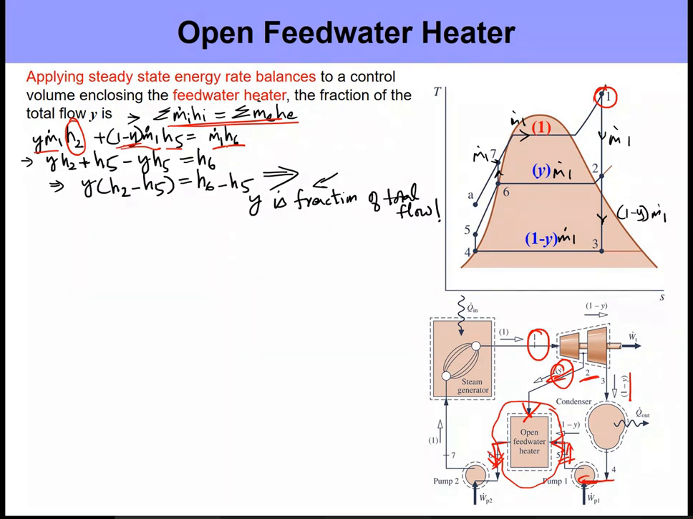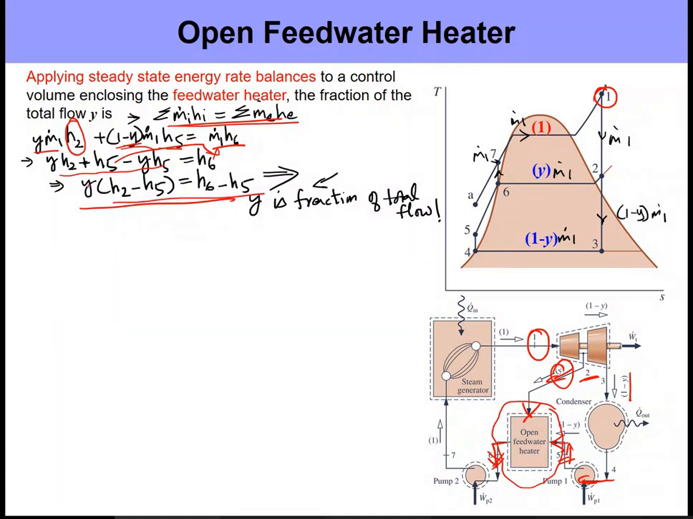So it's m dot 1 times h6. This is the simple energy balance. Here we are trying to determine y. So we can cancel out m dot 1 and keep y on one side, and the other terms on the other. So I can send this h5 to the other side, okay? And this is how I can write it.